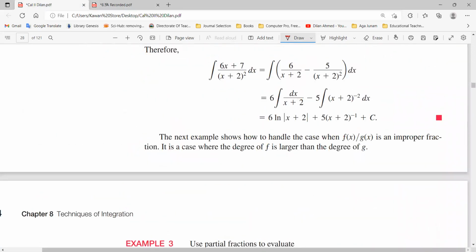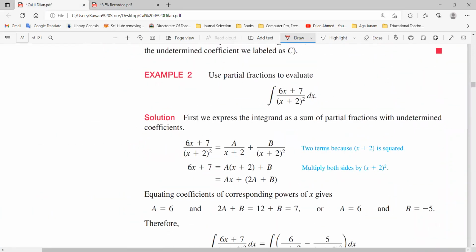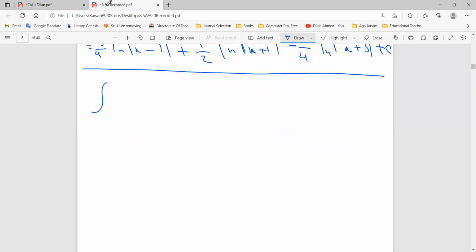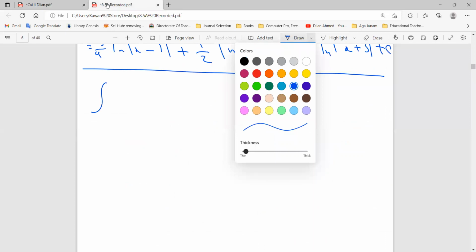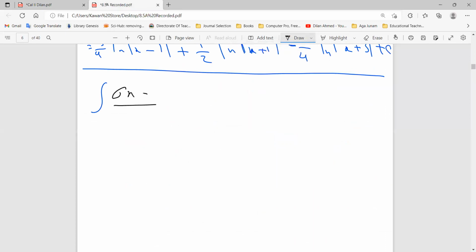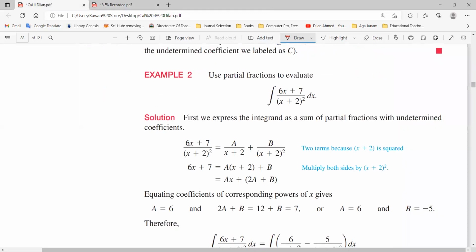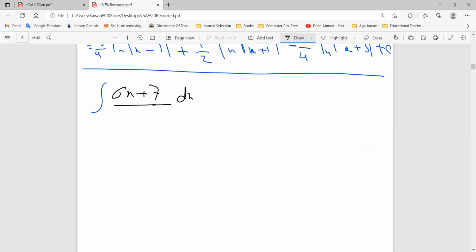I think that one will be, let me just check the example. Two examples remain, which are easy. Kindly help me, yalla. The integral of 6x plus 7 dx over (x plus 2) squared, it's easy, that one. So how do you solve it? So let me give you some notes.